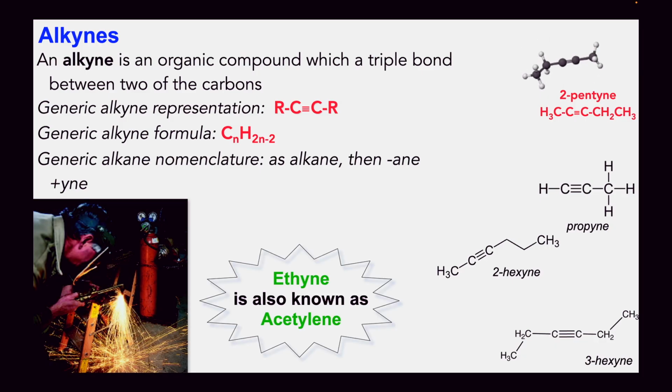The most common and probably most famous of the alkynes is ethyne, which is 2 carbons together. Those carbons would have a triple bond between them. The common name for ethyne is acetylene, and if you've ever seen anybody use an acetylene torch, you see how much energy is given off. They're activating that triple bond basically to make the energy that allows welding to occur. Pretty exciting.